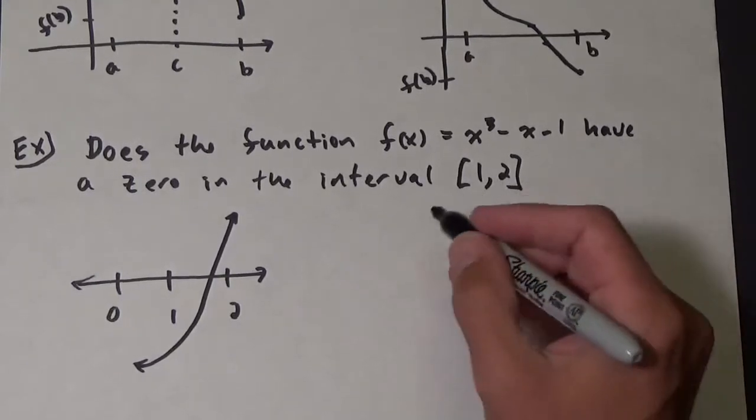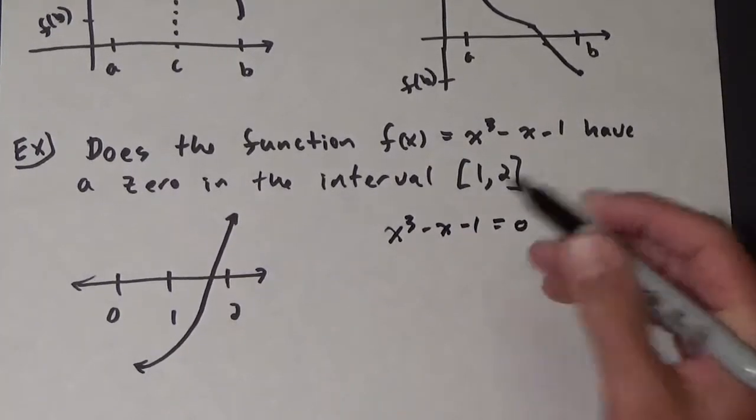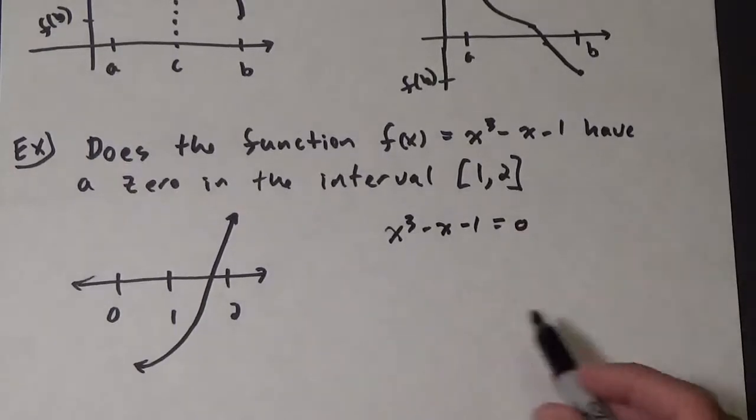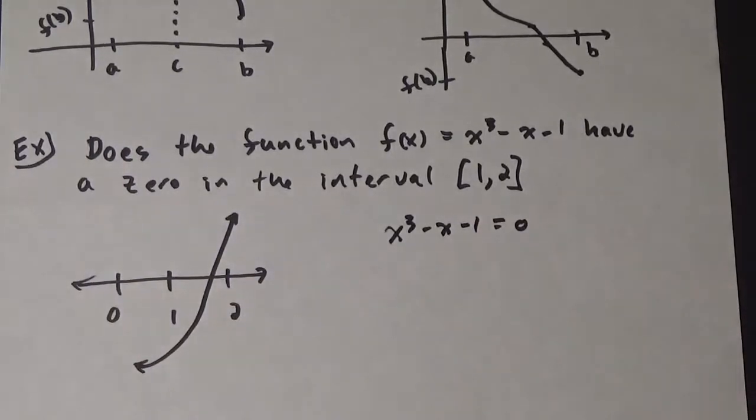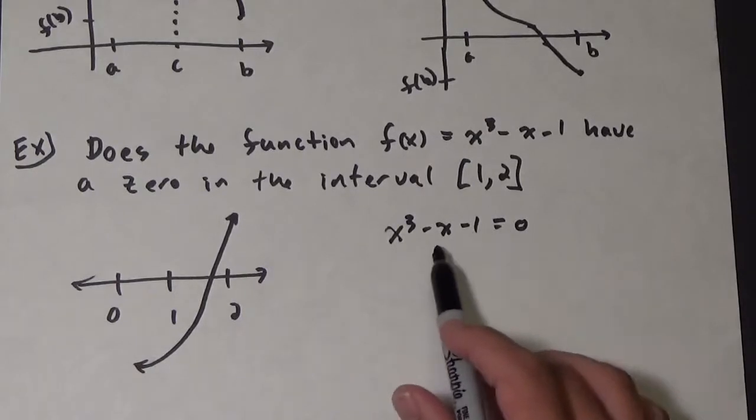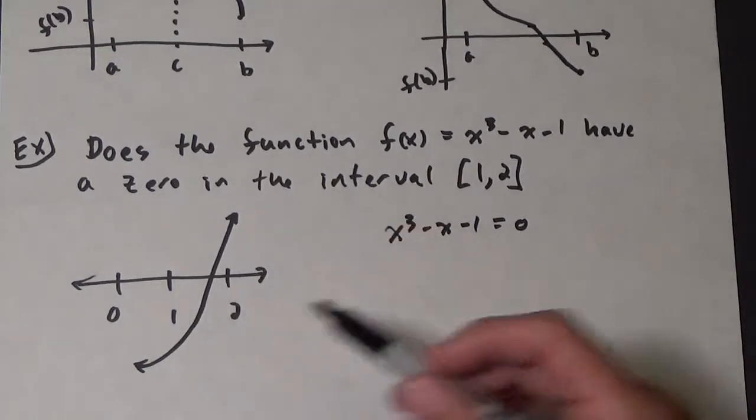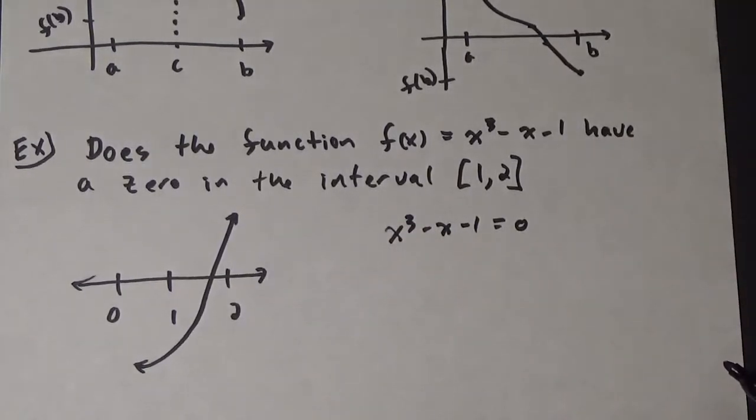Of course, if we wanted to, we could say, well, what's x cubed minus x minus 1, set it equal to 0 and solve it. And if we solve that, then we would figure out all the points where it crosses the x-axis or equals 0. But in this case, this is not something we would be able to solve, so that's not practical for this problem. So to help us figure this out, we're going to use the intermediate value theorem.